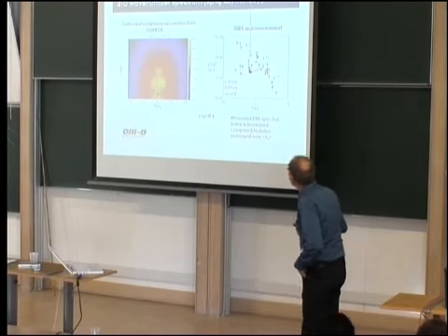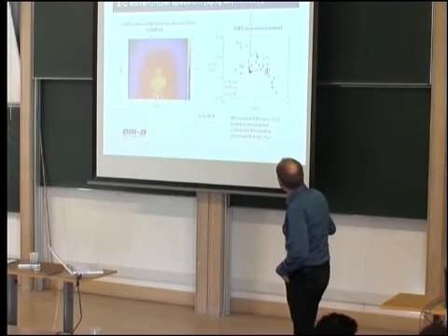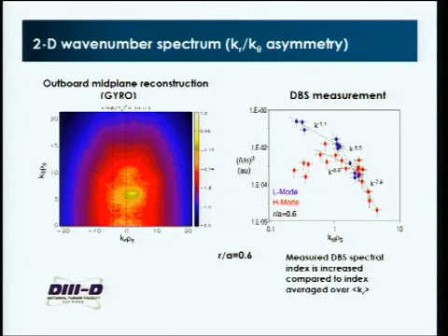This is difficult to see here, but when you take a slice along the k_r of 0 point, you get a faster decay than when you take a slice, for example, here on the side. So when you integrate over the whole k_r spectrum, you will always get a much lower spectral index than when you integrate along k_r of 0. And this is borne out here in the data.